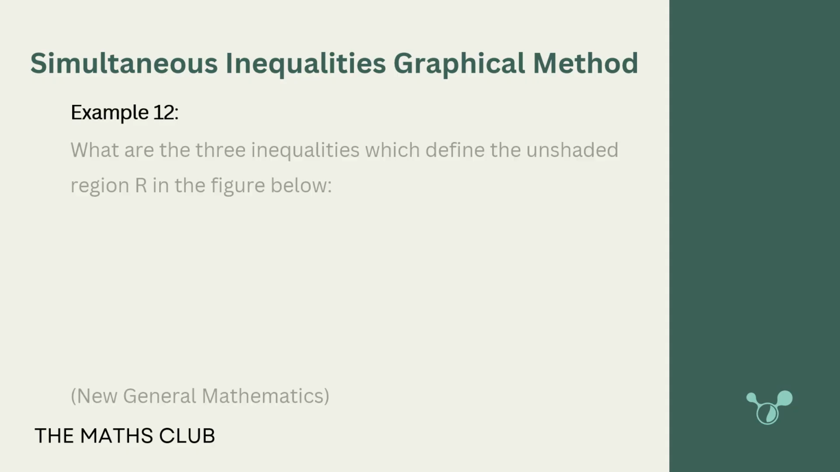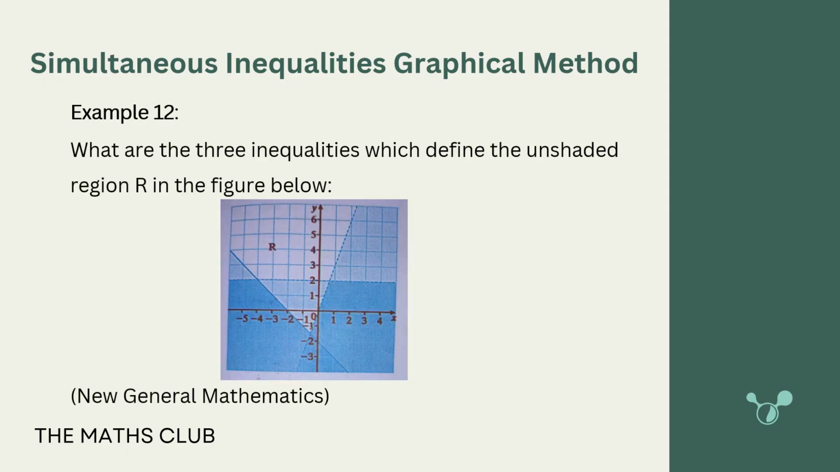Last question is taken from New General Mathematics, and it says: what are the three inequalities which define the unshaded region R in the figure below? So this is the unshaded region R. Remember, we've always been dealing with the shaded region as our point of contact, but now they're asking what portion defines the unshaded region R in the figure below.